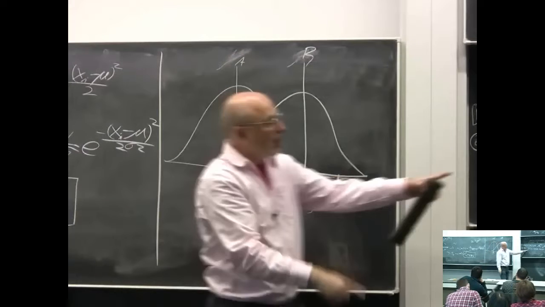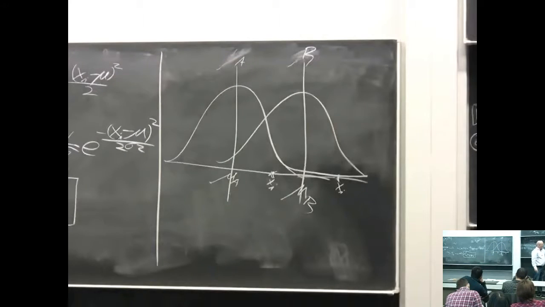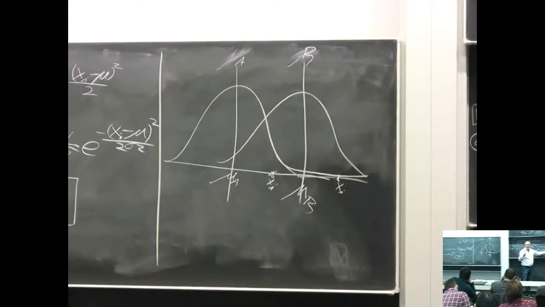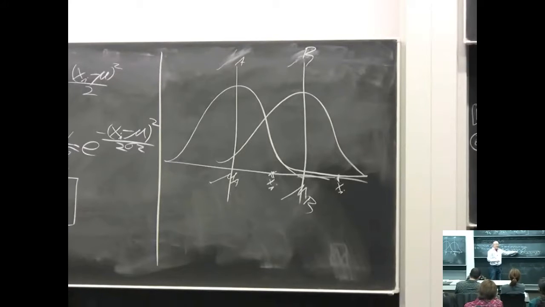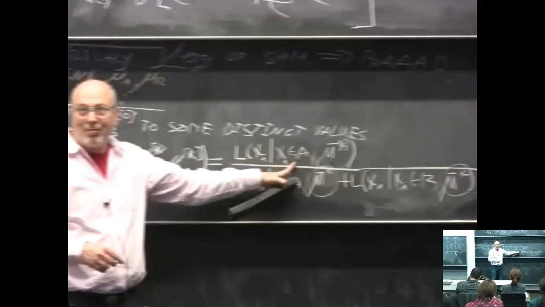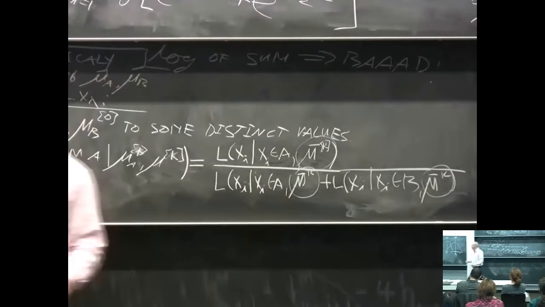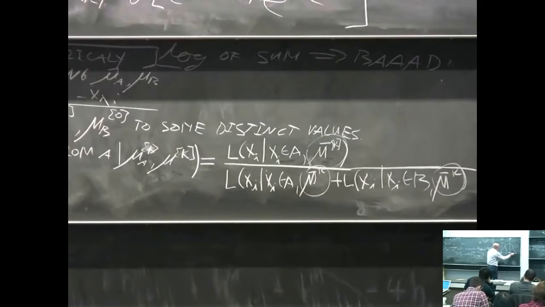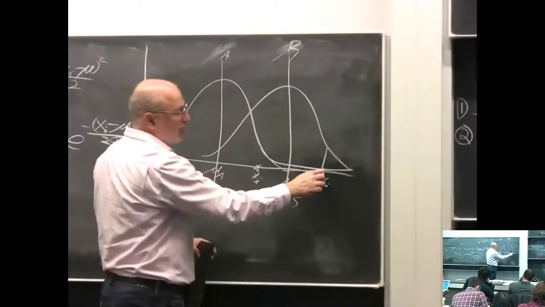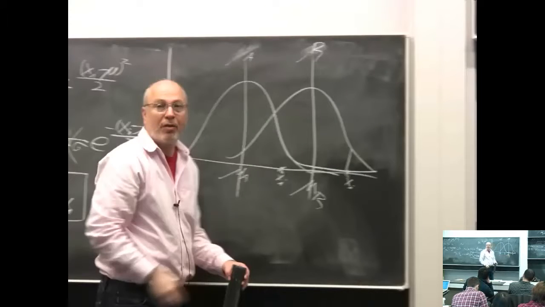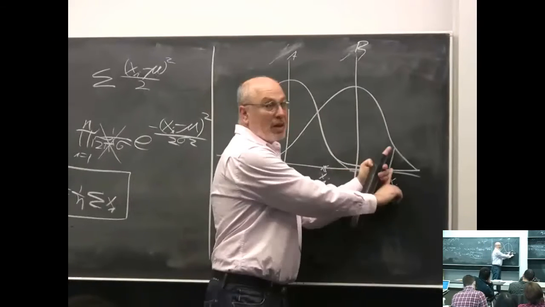And the equation I wrote here is exactly the height of that likelihood. It's the likelihood of xi under the assumption that it comes from A divided by the sum of the likelihoods. So it is the height of this divided by the height of this plus the height of this. In other words, the relative fraction, that is this versus this.